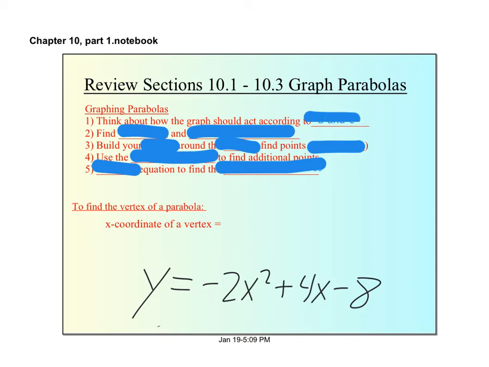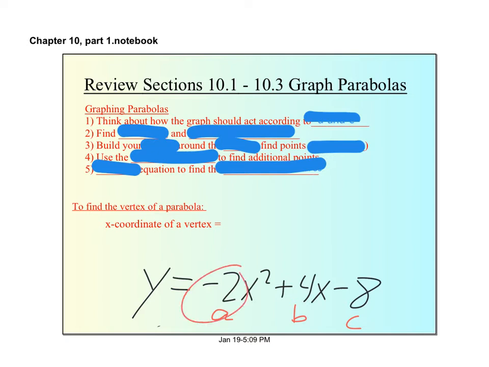Y equals, let's say, negative 2x squared plus 4x minus 8. Something like this. Remember, A and C are these numbers here, the leading coefficient. The middle one is B, and C is the last one here. From those, you can already start to get a picture in your head of what is going to take place when you graph this.